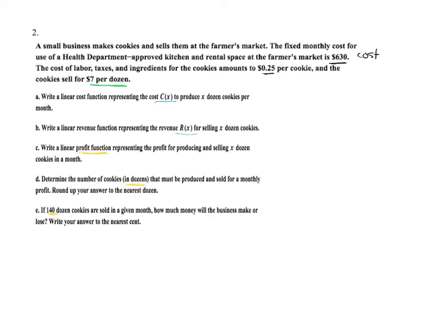It looks like we need to write a cost function in terms of dozens. So we want to know how much it costs per dozen. If it costs 25 cents per cookie, then for 12 cookies, there's my dozen, it would cost $3. That's a cost for ingredients, etc. So for our cost, we have the $3 per dozen, and then we also have to rent the kitchen. So there's my cost. Now my revenue is going to be how much I make. R of x is the fact that I make $7 for every dozen.